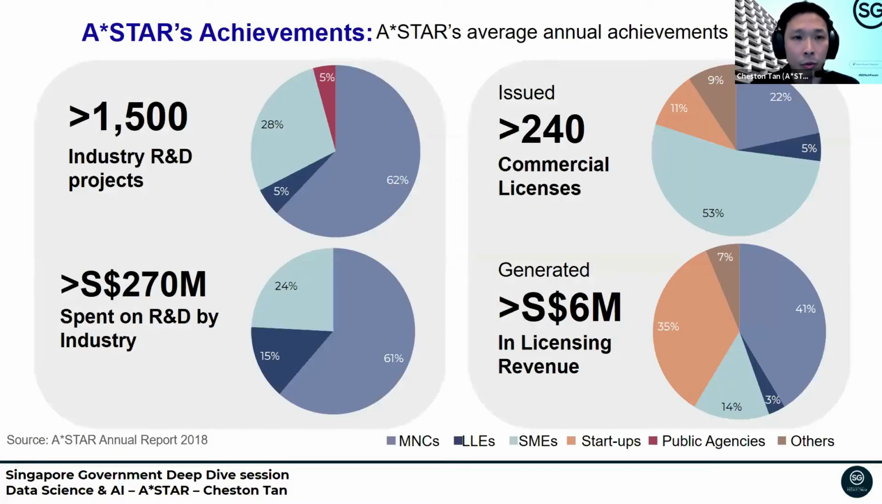Let me now turn to, I think, 3 areas of impact in which A-Star hopes to move the needle. So this one is about industry or economic impact. As you can see here, some of the headline numbers: more than 1,000 industry projects every year. And these projects catalyze something like $250 million in R&D every single year. And of course, we also have large efforts in commercialization and licensing.